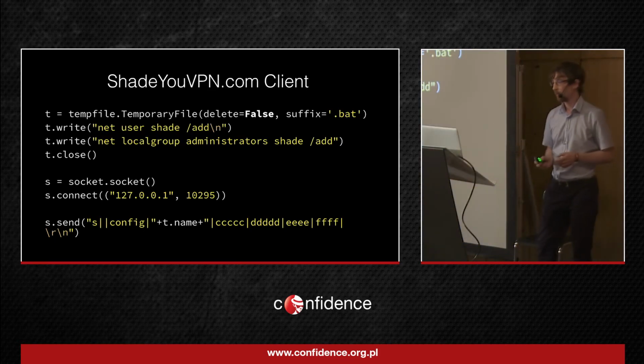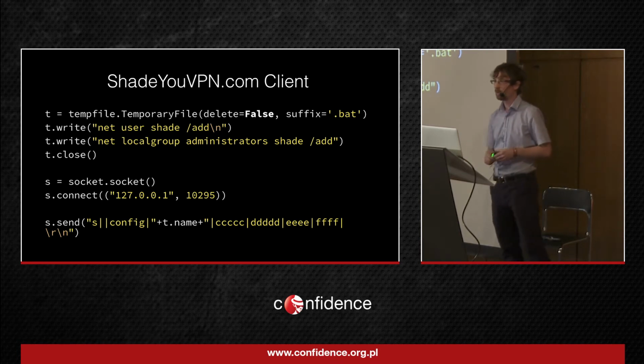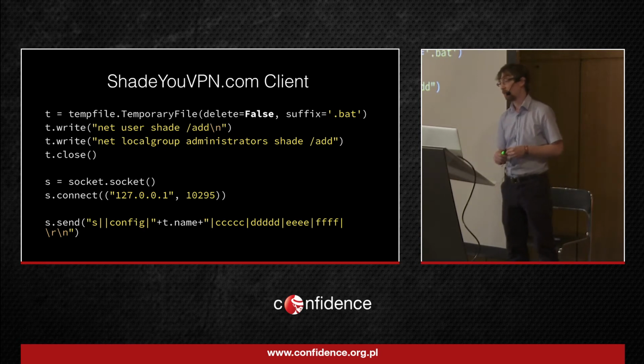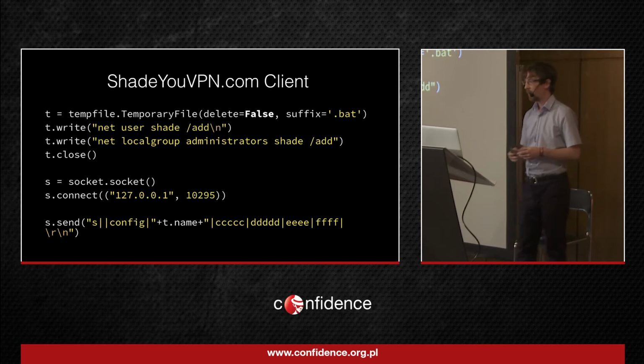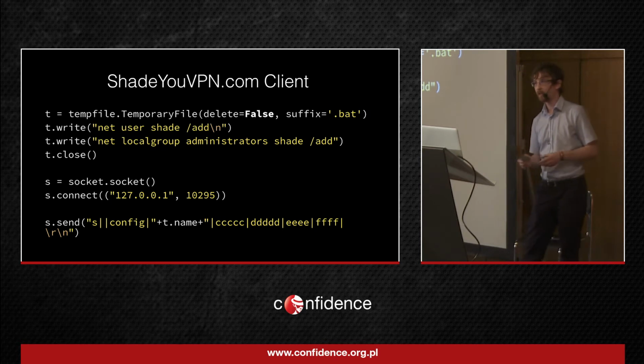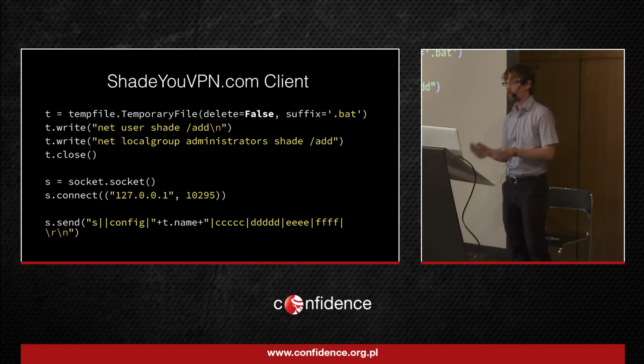So here is the exploit, very simple. I am creating a temporary bat file. This bat file is responsible for creating a new user and adding it to the administrator group. After that, I am sending a simple packet to the socket, which contains the path to this bat file. And that's all. A few lines of code, and we run some code with system privileges. So as you can see, a very basic example of privilege escalation.